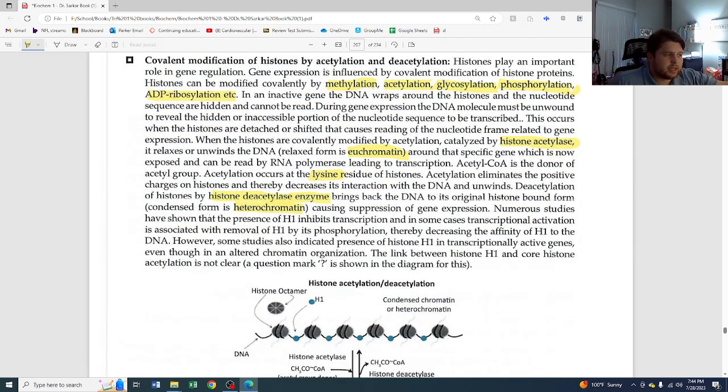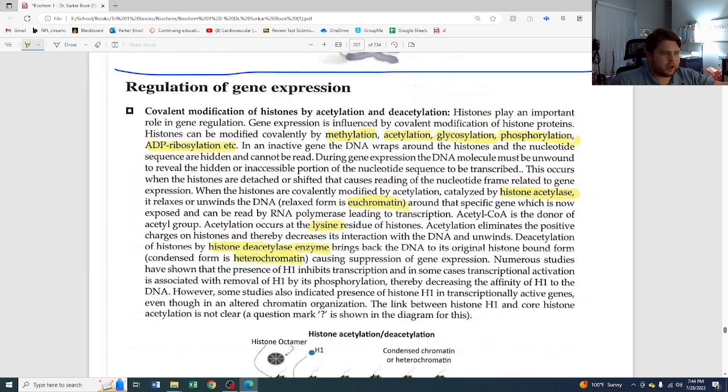Numerous studies have shown that the presence of H1 inhibits transcription, and in some cases, transcriptional activation is associated with the removal of H1 by its phosphorylation, thereby decreasing the affinity of H1 to the DNA. However, some studies also indicate presence of histone H1 in transcriptionally active genes, even though in an altered chromatin organization. The link between histone H1 and core histone acetylation is not clear, so a question mark is shown in the diagram for this. Don't worry too much about that last part. Focus on what I have highlighted specifically up here.